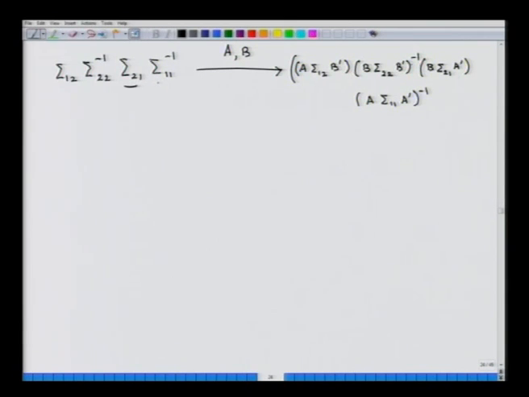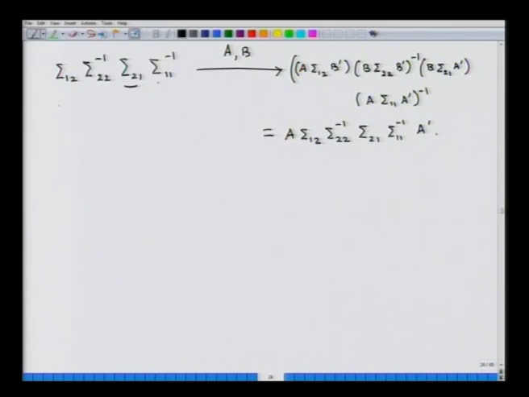We can look at these inverses because all the matrices, B sigma 2 2 B prime, A sigma 1 1 A prime, all of them are non-singular matrices. So, we can open up and see that this is just equal to A times sigma 1 2 sigma 2 2 inverse times sigma 2 1 times sigma 1 1 to the power minus 1 times A transpose, right.